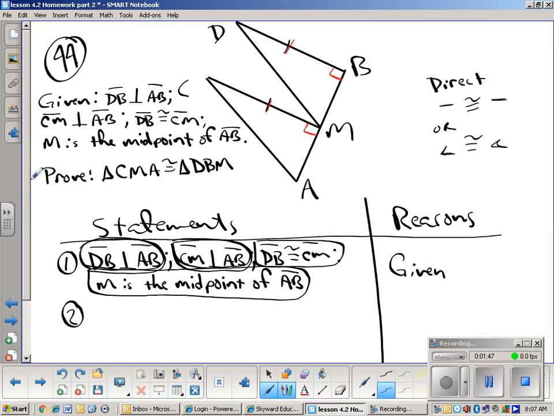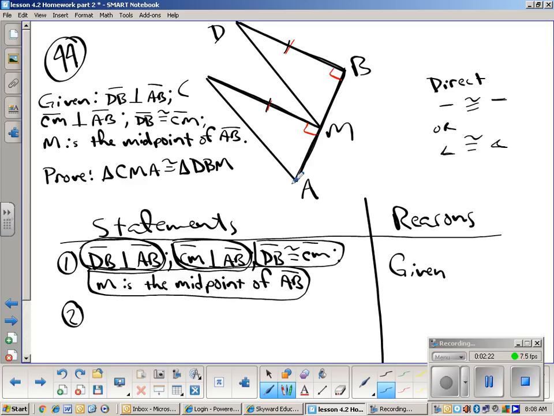They're saying that this segment is perpendicular to this one, and this segment is perpendicular to this one. And so we have to ask, what does it mean that they're perpendicular? Why would they give that to us? Who has a thought on what it means to be perpendicular? What's that? They're never going to be parallel. I agree with that.